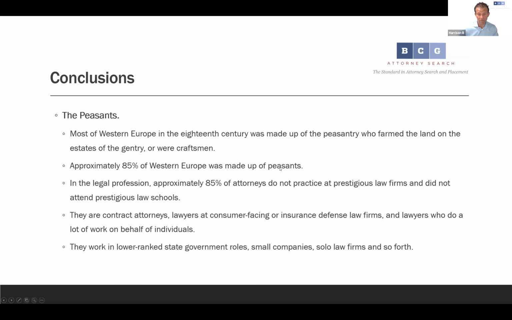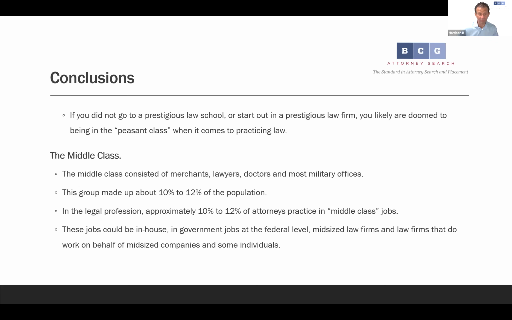Almost everybody in Western Europe was a peasant. And in the legal profession, I would say 85% of attorneys aren't the ones working in the most prestigious law firms and law schools. And they're doing all sorts of things. They're consumer facing, contract attorneys, and this is the majority of people. So this is a huge number of people. They could work in the government or small companies, solo firms. But the thing is that most people believe that they're doomed to being in the peasant class. And I'll talk about that in a second.